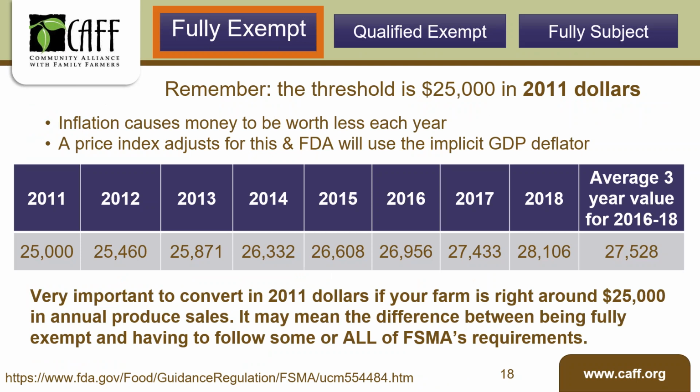Okay, and then one other element that I need to mention with this category is that the $25,000 threshold for produce sales is based on 2011 dollars, because 2011 was when the Food Safety Modernization Act was passed in Congress. So the law has farmers adjust their financial threshold to be equivalent to 2011 dollars. So if you're going to claim this way to get the exemption, you'll have to take the last 3 years of sales, so your 2018 sales, your 2017 sales, and your 2016 sales for your farm, average them together, and then compare them to this average 3-year value, which is $27,528. And if you're below that for your produce sales, your farm would be considered fully exempt. And again, I have the link on this slide to the FDA page. Hopefully they add the 2019 number not too long after we get into January 2020.